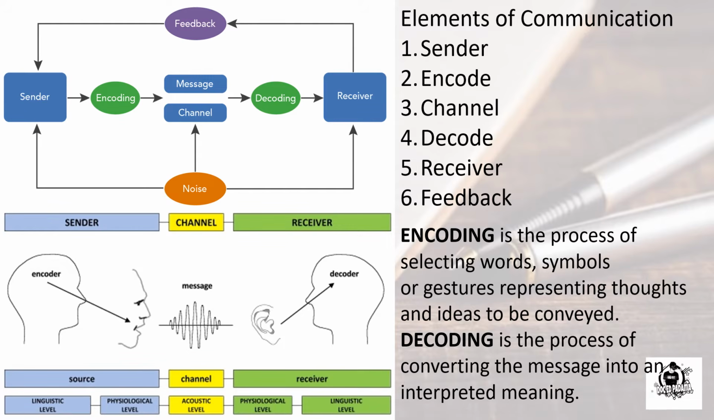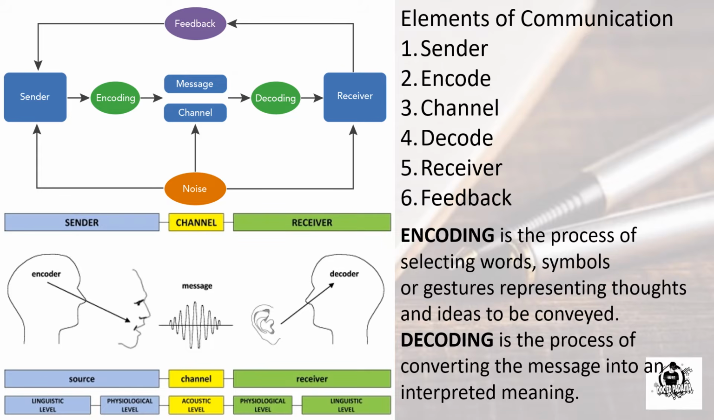The next element is channel. The channel refers to a bridge or a way in order to convey the message. In this case, we use language. So the language should be similar to the language understood by the receiver or the listener. Okay? The next element is decode. Decode will be on the end of the receiver or the listener.